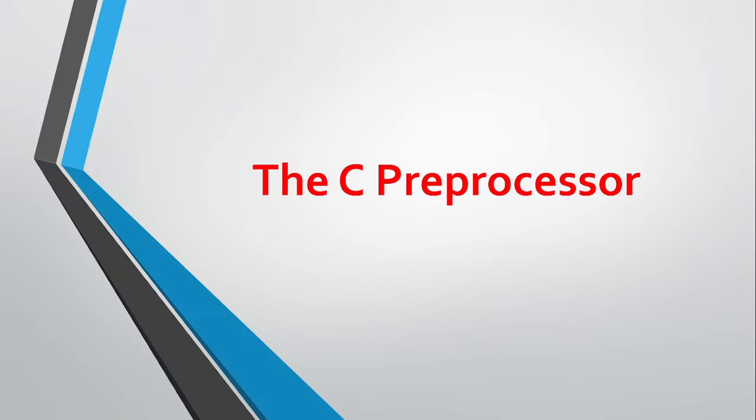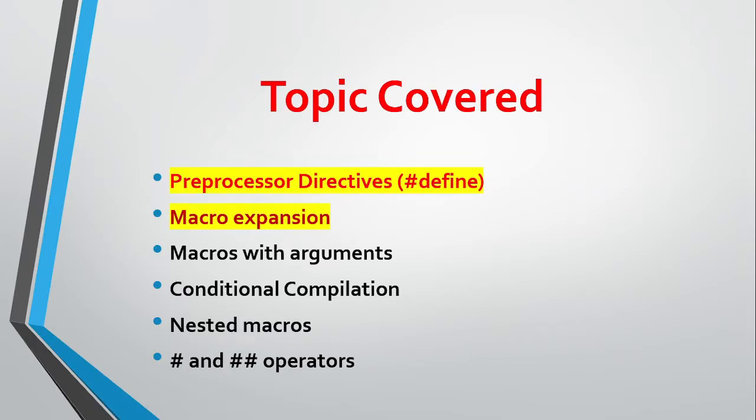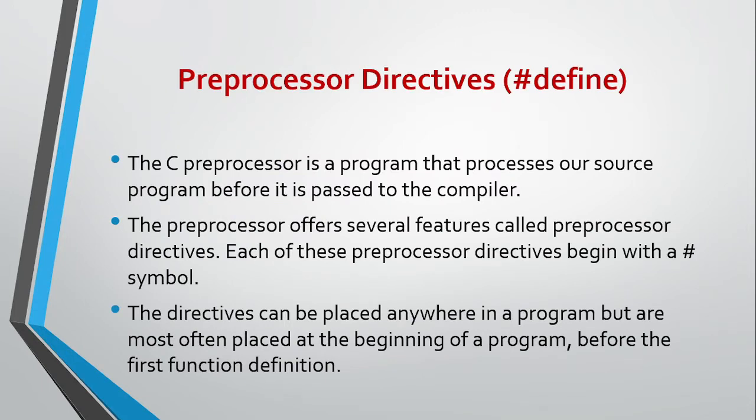So in this video, we will learn about all of these C preprocessor directives, as well as macros and how we can use these macros in our C language. So let us start. Before starting the first topic, I want to tell you I will cover these topics in this video. The first topic is preprocessor directives, that is hash define, and second is macro expansion. In the next video we will discuss the third topic, that is macros with arguments. So let us start with the first topic, preprocessor directives.